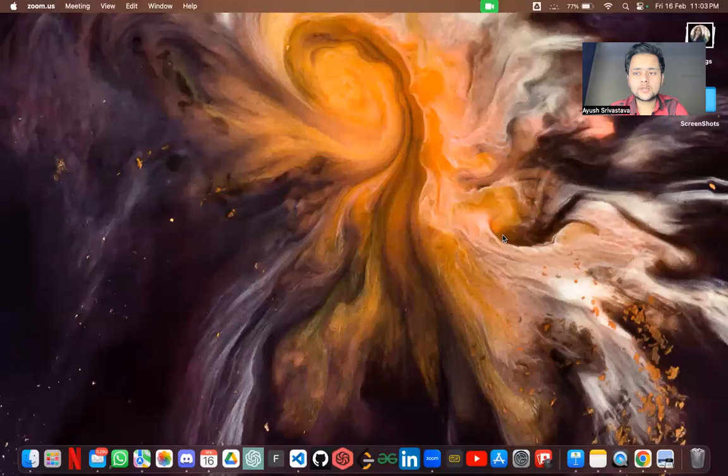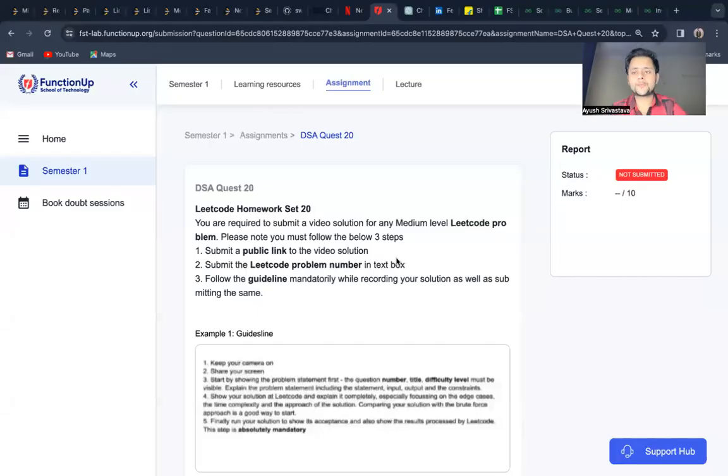Before that, let me share my screen with you. Yeah, so my screen is visible now. Now let's move on to the guidelines. It says that you are required to submit a video solution for any medium level LeetCode problem. As I have already mentioned, I have to explain a medium level LeetCode problem and submit the solution to see the final output.